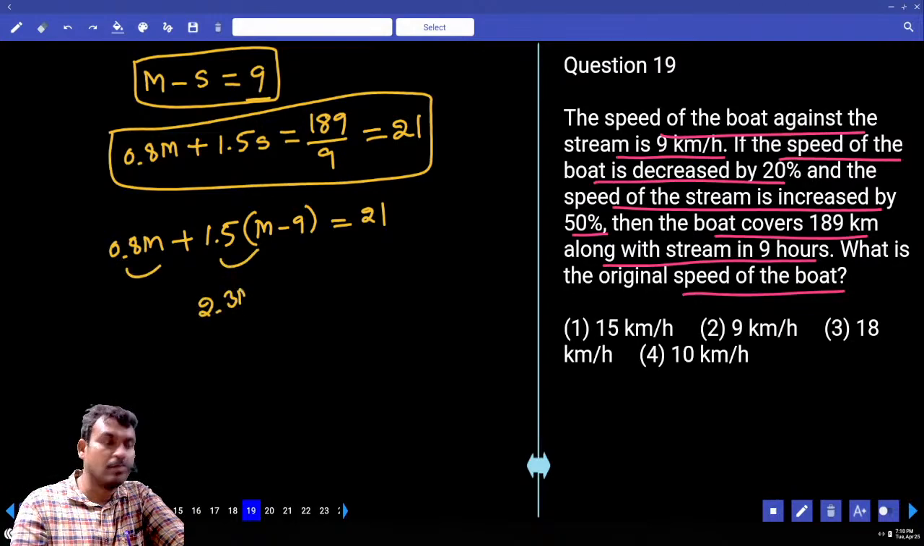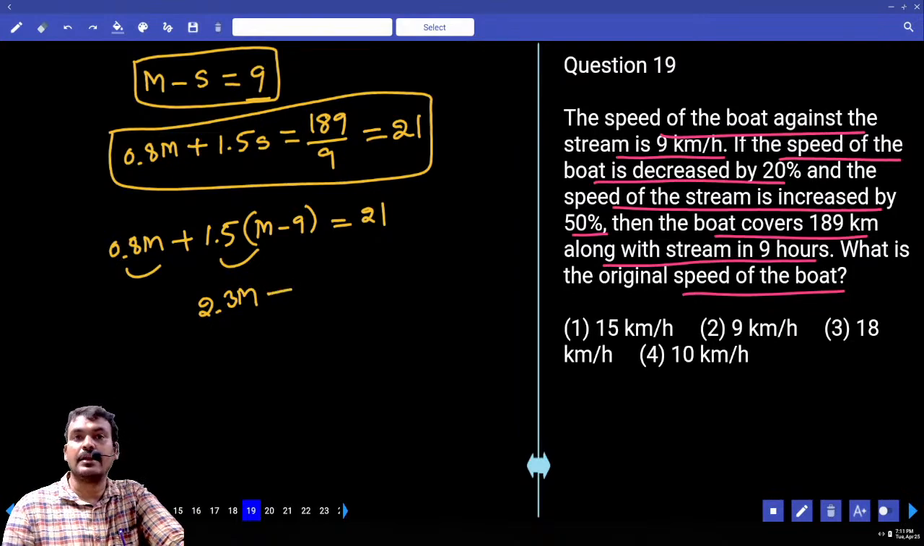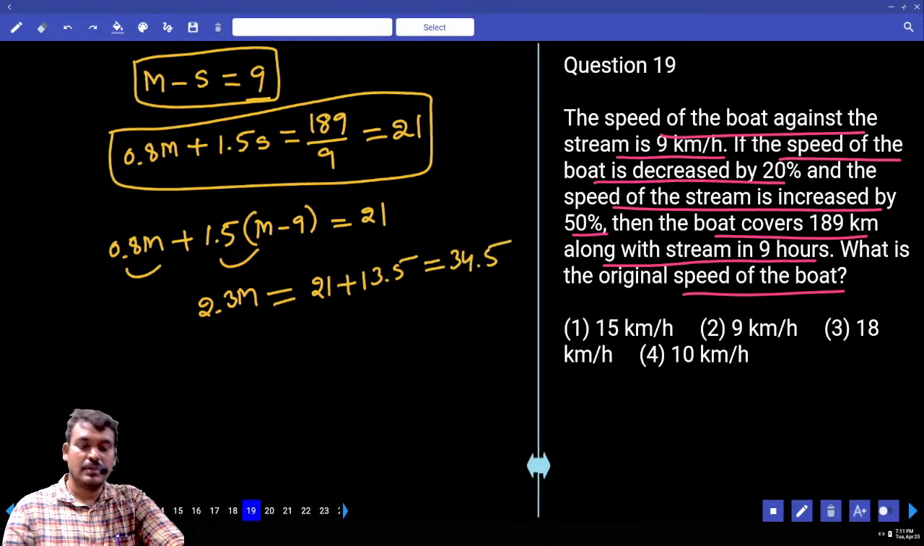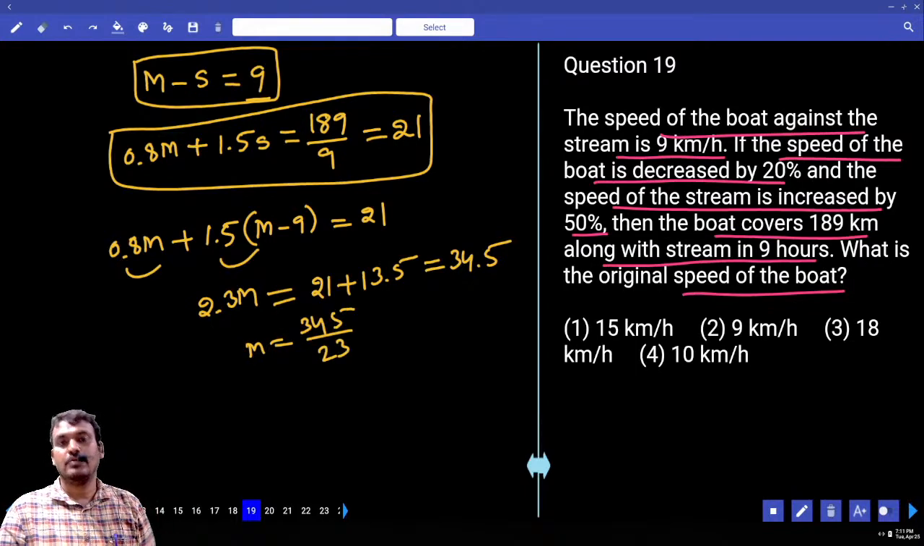2.3 m. 1.5 of minus 9, 13.5. Negative becomes positive. 21 plus 13.5, total it is 34.5. Then m equal to how much? 345 by 23. Almost how many times? 15 times, sir.